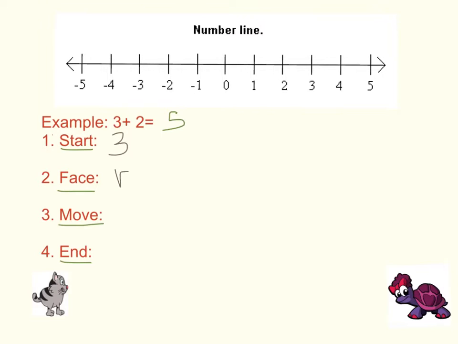So we're going to face right, which is that way. So that means I'm going to use my cat because he's facing to the right, and he's starting on 3. Okay?